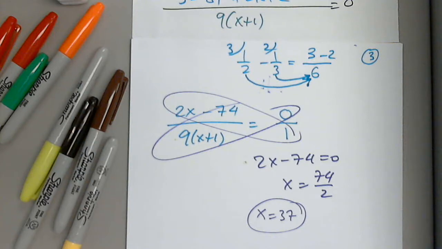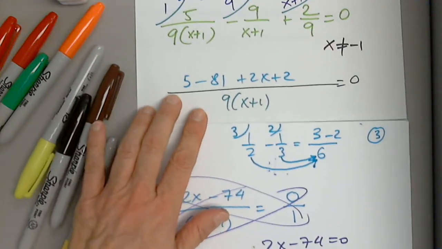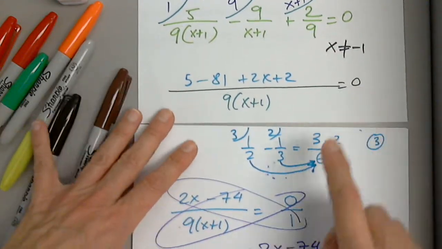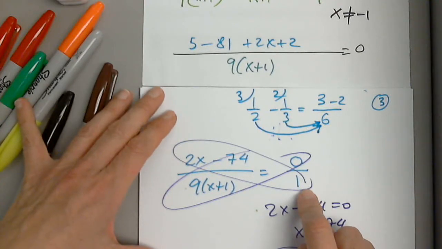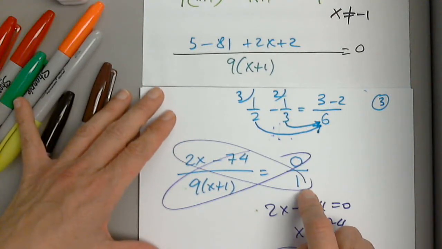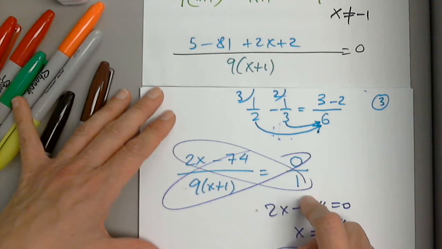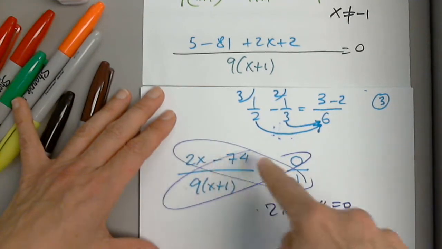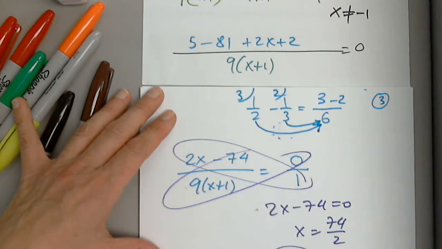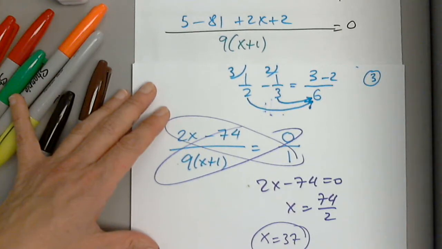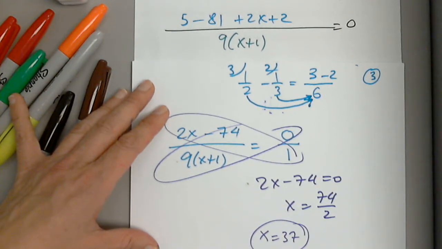Please redo the problems we did in class. This is our first step. So this is 0, and I copied it as 0 over 1. Anything can be put over 1. 15 is 15 over 1. 0 is 0 over 1. And then we cross multiply. This times this equals this times this, because this is a proportion. Is that better? Okay, very good.